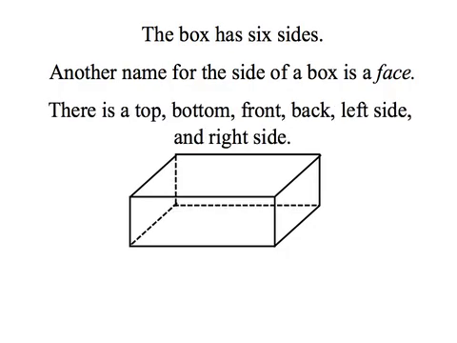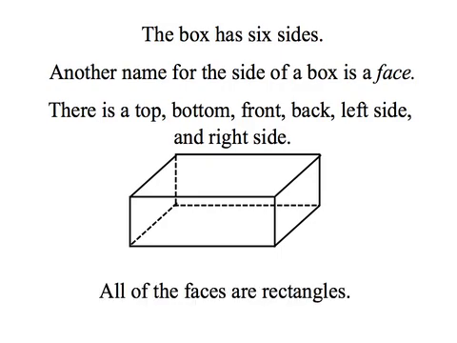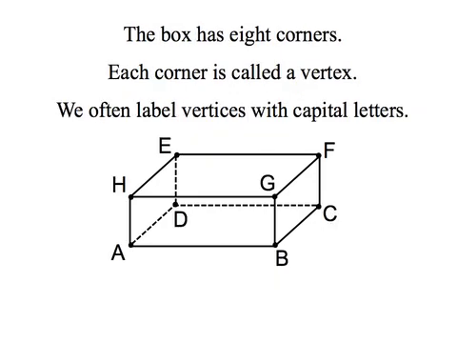And now we've drawn some dotted lines to show the parts of the box that are not visible as we looked at it in the first place. There is a top, bottom, front, back, left side, and right side. All the faces are rectangles.